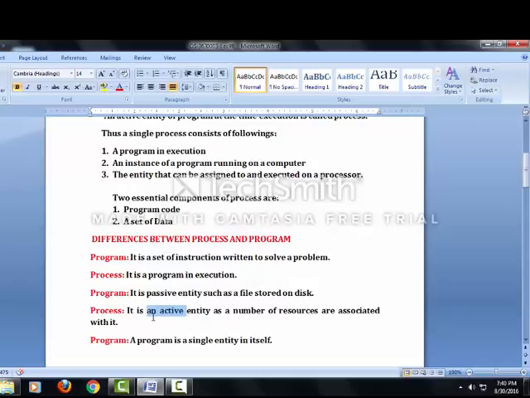Whereas a process is an active entity, as a number of resources are associated with it. A process is an active entity because at the time of executing the process it is quite possible that it engages a number of resources. Right? Maybe some files, some data structures, some input devices, maybe some output devices. So it is an active entity as a number of resources are associated with it.